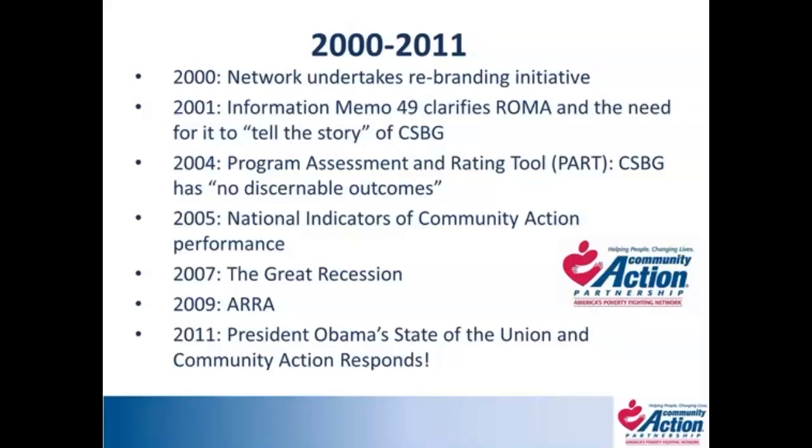And we can certainly send folks a link to those IMs if you are unable to find them. So moving through the history, in 2004, there was an assessment, the Program Assessment Rating Tool, in response to a concern from GAO that there was, what's the discernible outcome of community action in CSBG? At this point in time, the network pushed back again, right? ROMA, tell our story. How are we framing up what we're doing?